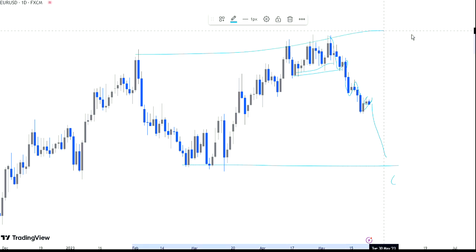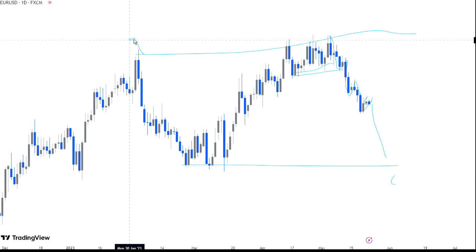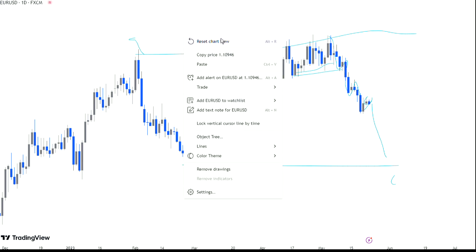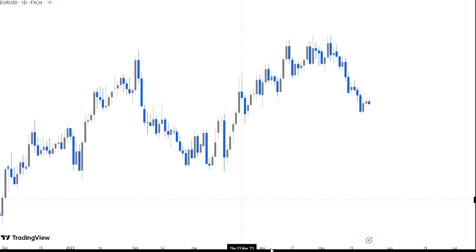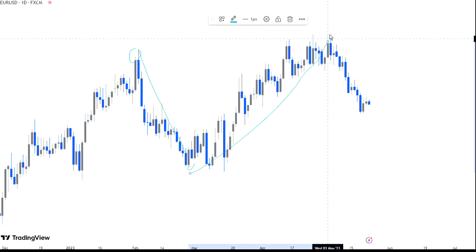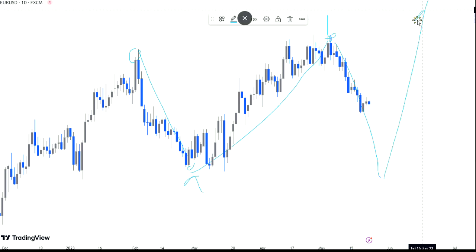As we know that this was A, then B, sorry, let me clean it. Then from this area we have a retracement from here until this point, then until this point here. Then this is A, and this is B, and we are approaching to get C. Then we will be moving up.